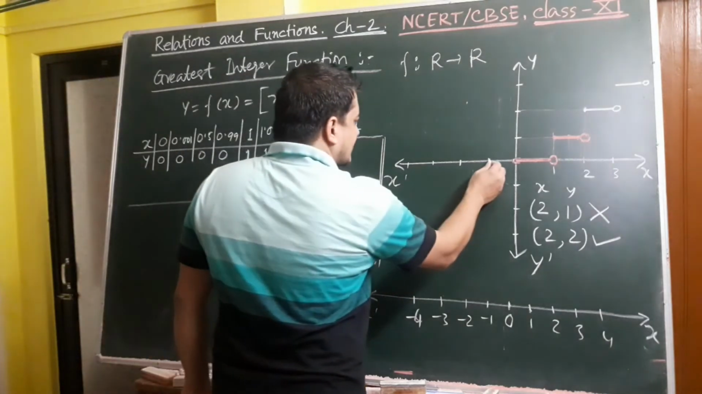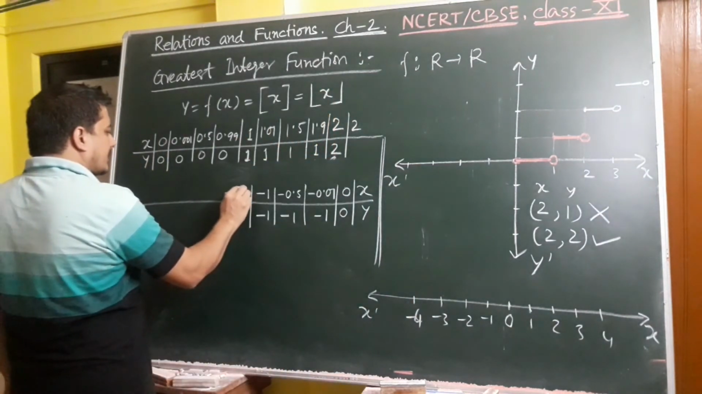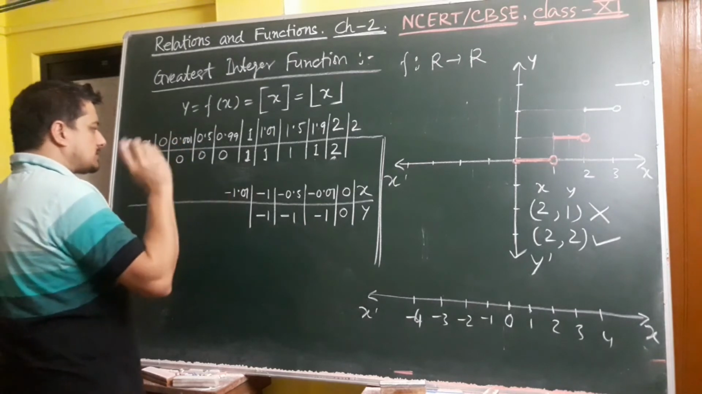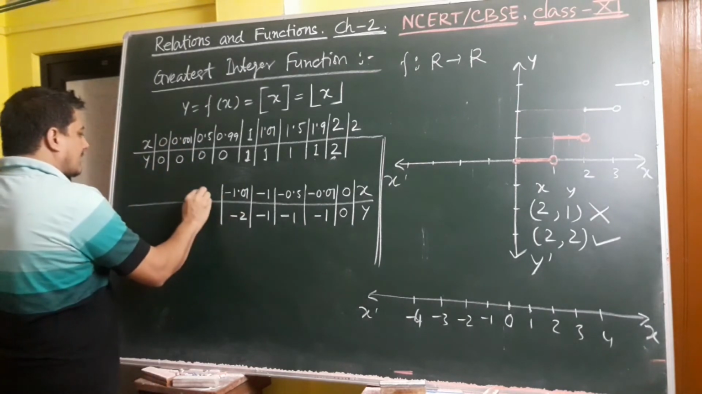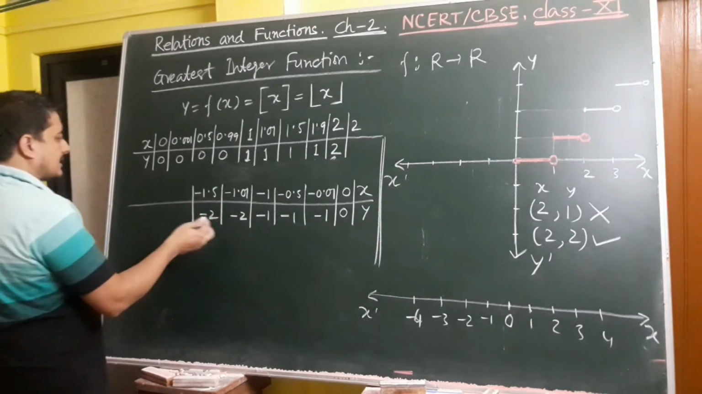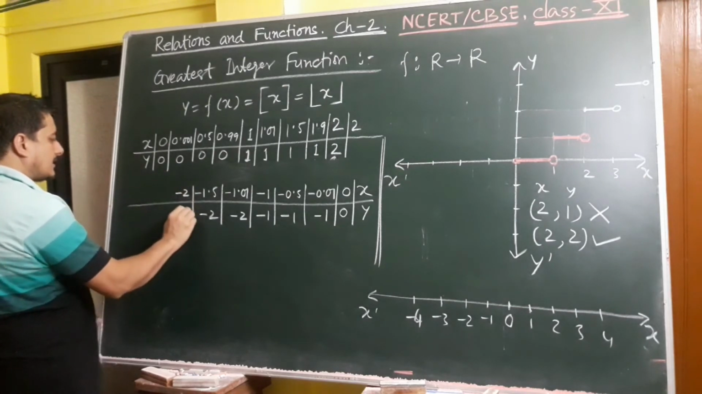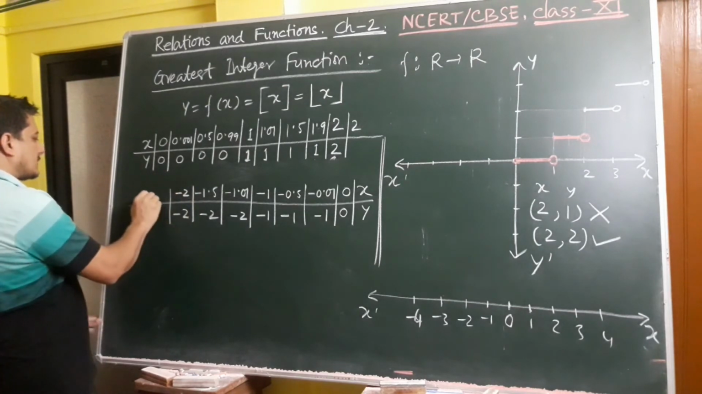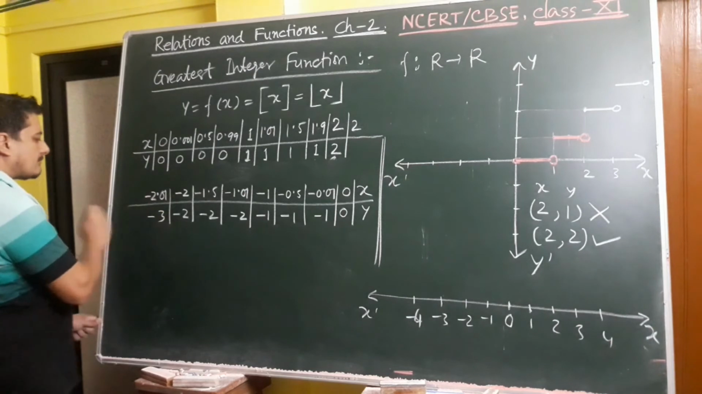Now from minus 1 I will move slightly towards the left, say minus 1.00000001. For this one it will be minus 2. Then for minus 1.5 it will be minus 2, and till minus 2 it will be minus 2. Then if you go slightly further, minus 2.00001, it will be minus 3.